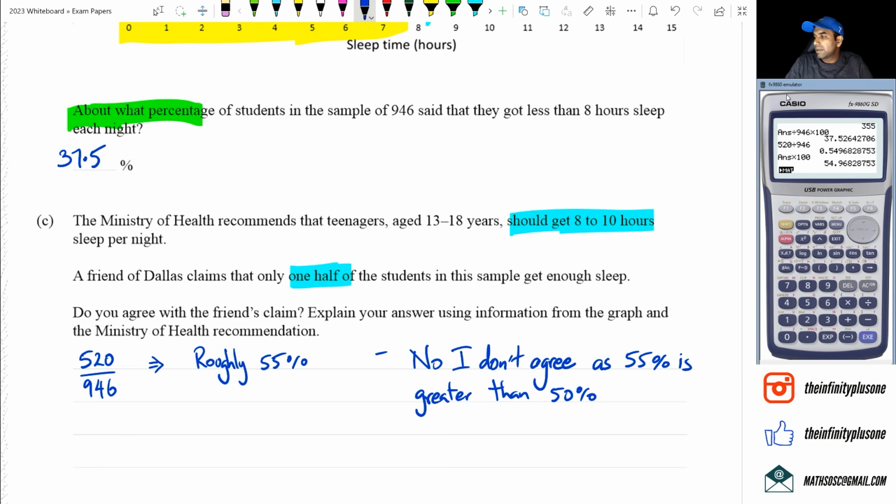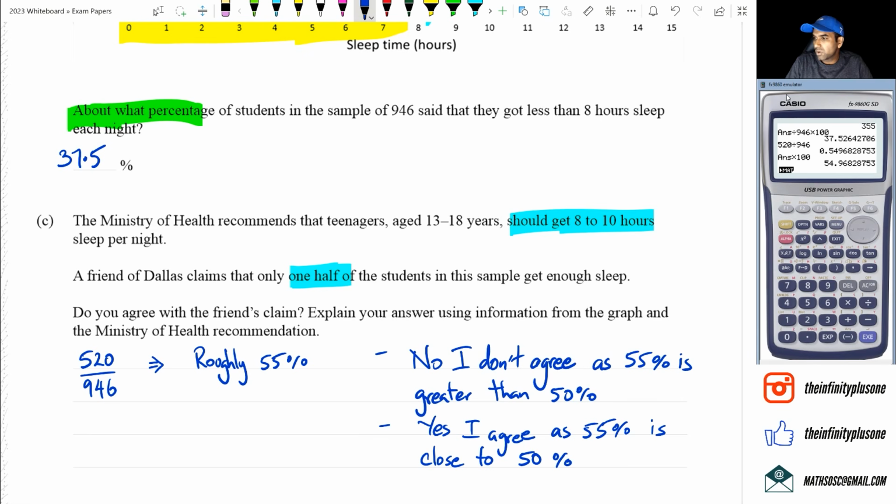The other one you could say is, sometimes people might say, actually, yeah, we agree with it. 55% is much closer. Well, 54.96, so it's actually a lot closer to 1/2. So it's one of those weird questions where, yes, I agree, as 55% is close to 50%.